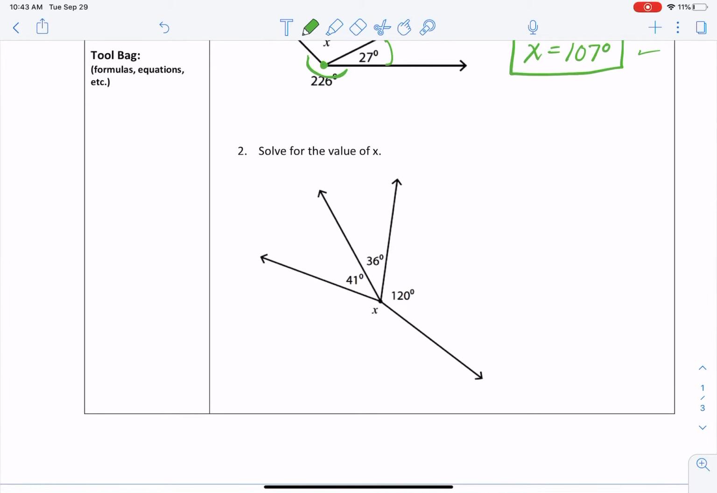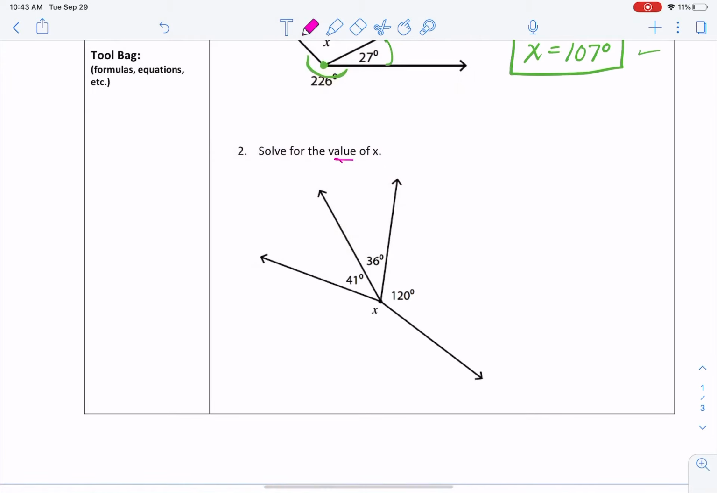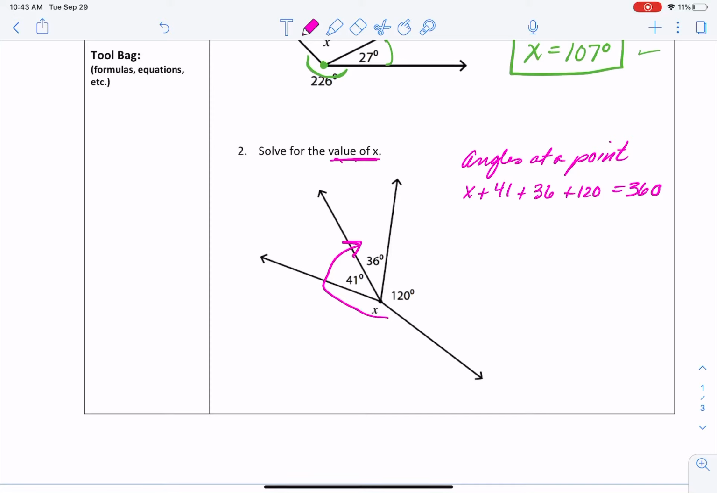Sometimes the problems can have more than 3 angles. So again, we're looking for x this time. Our justification is angles at a point. So I can say that x plus 41 plus 36 plus 120 equals 360. I usually go in order some way, clockwise or counterclockwise, just so that I don't miss one when I'm going through them.